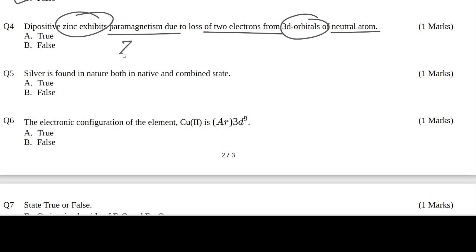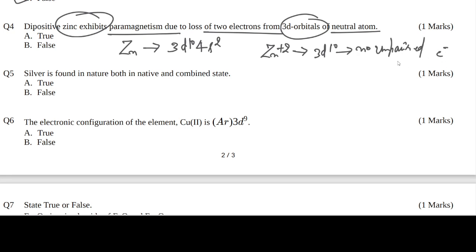So the electronic configuration of zinc is 3d10 4s2. Now we are talking about zinc plus 2, which will be 3d10. 3d10 means there is no unpaired electron, and if there is no unpaired electron, you can say they are diamagnetic. So this can't be paramagnetic. This is the false statement. Diamagnetic means it is not susceptible to the magnetic field.